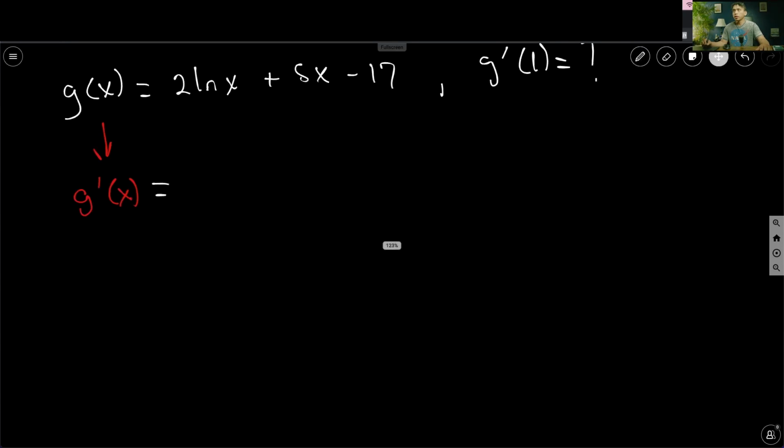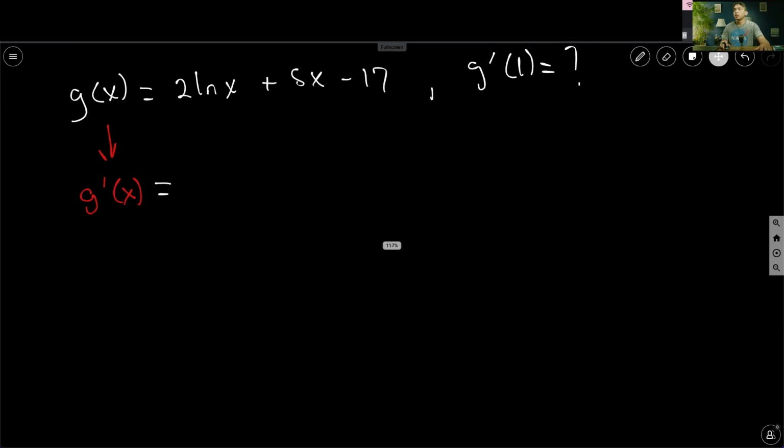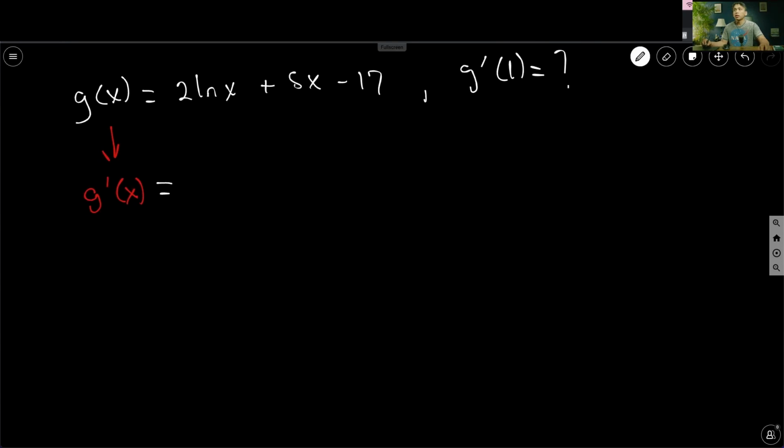So for 2 ln x, the 2 stays constant, so ignore that in the front. And the derivative of ln x is 1 over x times the derivative of x, which in this case is just 1. Plus the derivative of 5x is just 5. And the derivative of minus 17, a constant, is just gone. So that is our derivative equation.